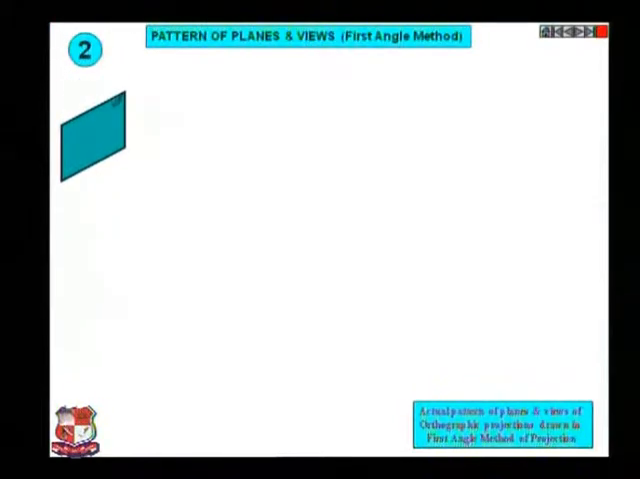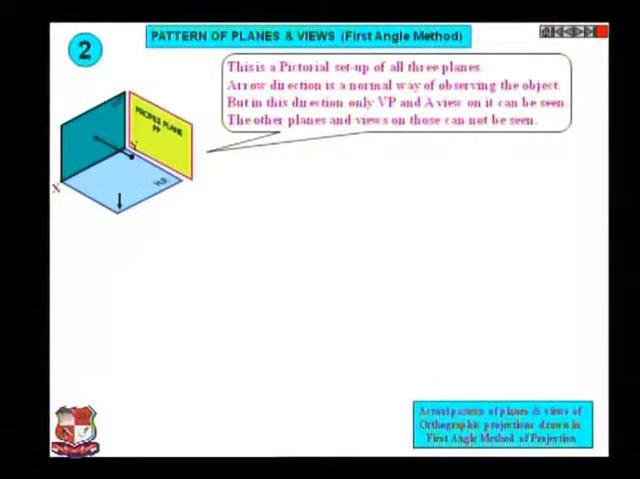Actual patterns of planes and views of orthographic projections drawn in first angle projection are shown over here. HP and VP, and this is the profile plane. This is a pictorial setup of all three planes, that is VP, HP and PP. The arrow direction is the normal way of observing the object, but in this direction only the VP and the view on it can be seen. The other planes and the views on them cannot be seen, like this.